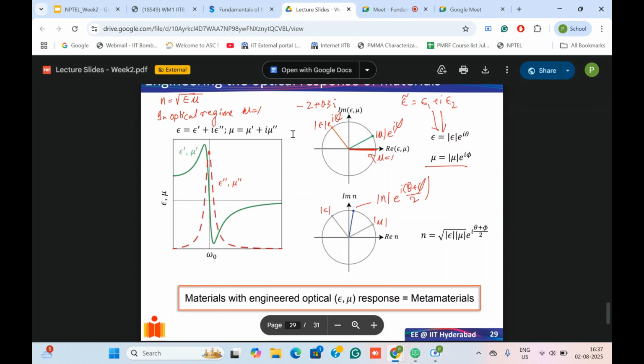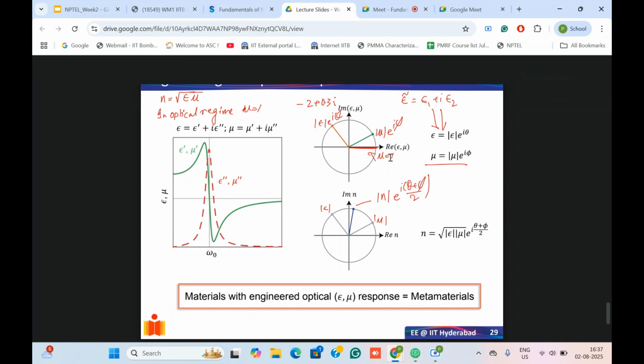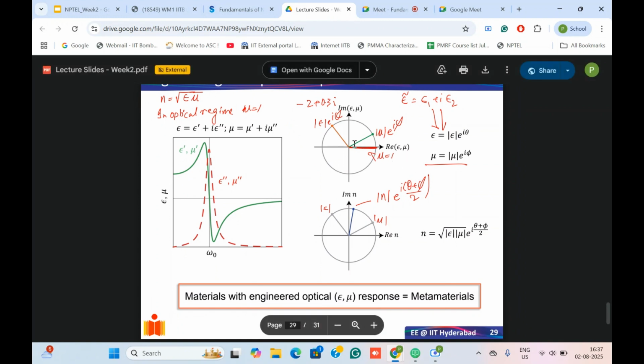So this is represented by this phasor diagram in which the real part is along the x-axis and the imaginary is along the y-axis, both a function of epsilon mu. If epsilon tilde is equal to epsilon 1 plus iota epsilon 2, it is given by the modulus, that is the amplitude of epsilon, times e to the iota theta. Similarly, mu, the permeability, is represented by the mu modulus multiplied by e to the iota phi. So the combined response of epsilon mu gives the refractive index. So n will be given by the modulus of permittivity times the modulus of permeability under the square root, and the phases will add up: e to the iota (theta plus phi) by 2.